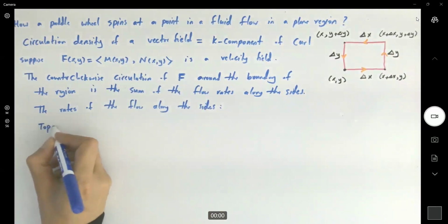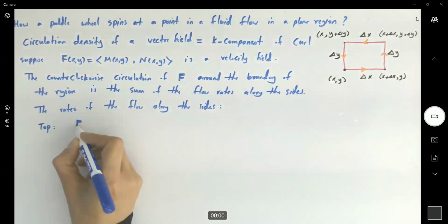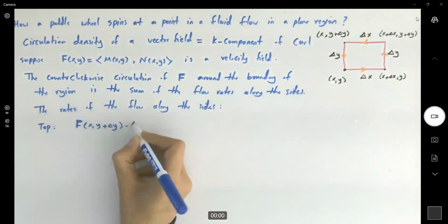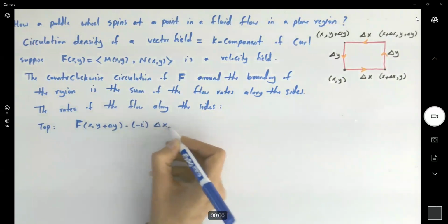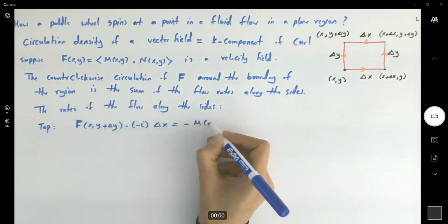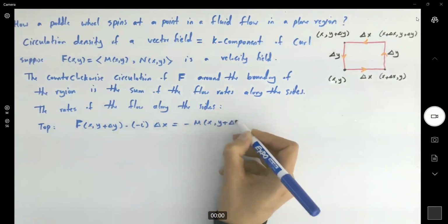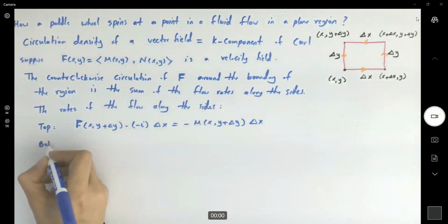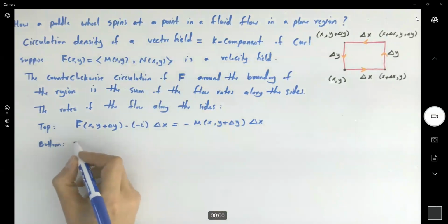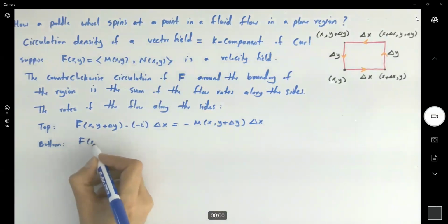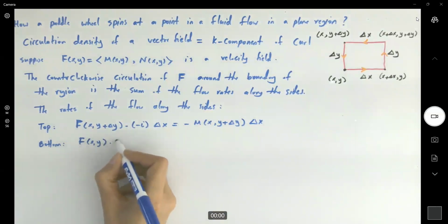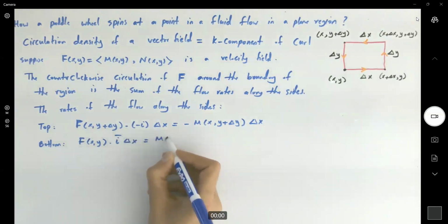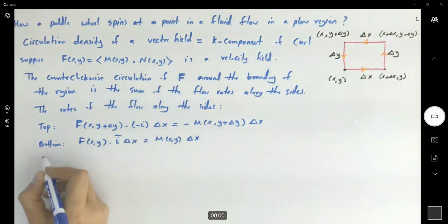For the top, we're going to have F of x and y plus delta y dot negative i delta x, which gives us minus M of x and y plus delta y times delta x. For the bottom, we have F of x and y dot i delta x, which is M of x and y delta x.